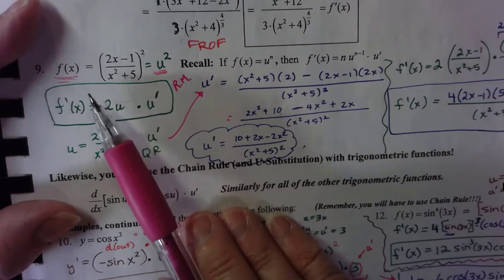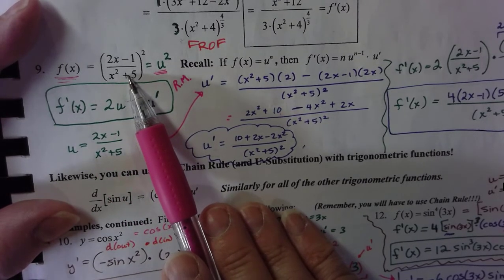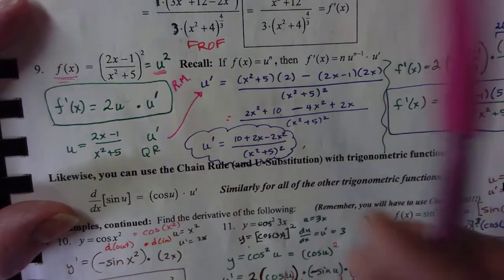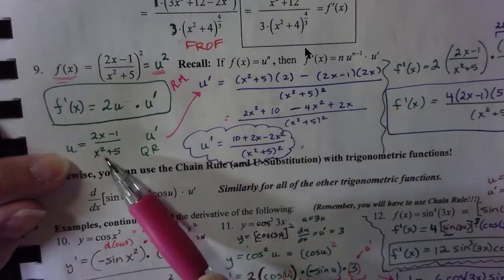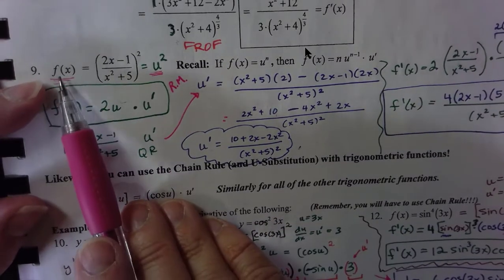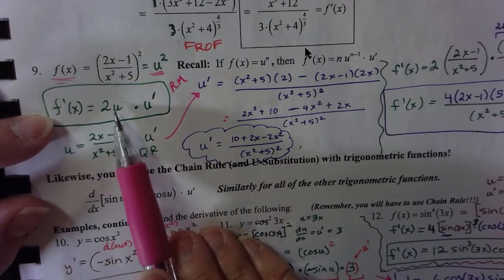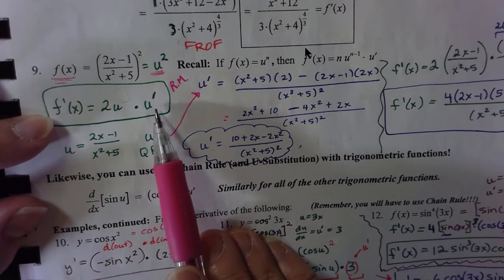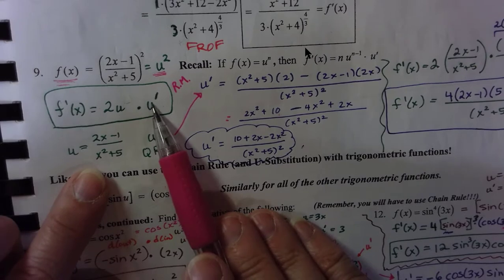Problem 9 looks terrible, but it is so much easier if we write it in terms of u. Notice that I have a quotient raised to a power. Let u be this inside piece. So if u is this inside piece, I'm really looking at f of x equals u squared, and therefore f prime would be 2u times u prime. So that's super simple. We are going to have to find u prime.